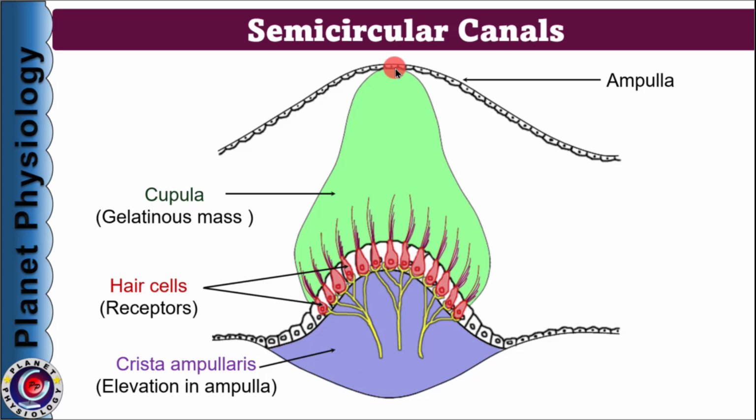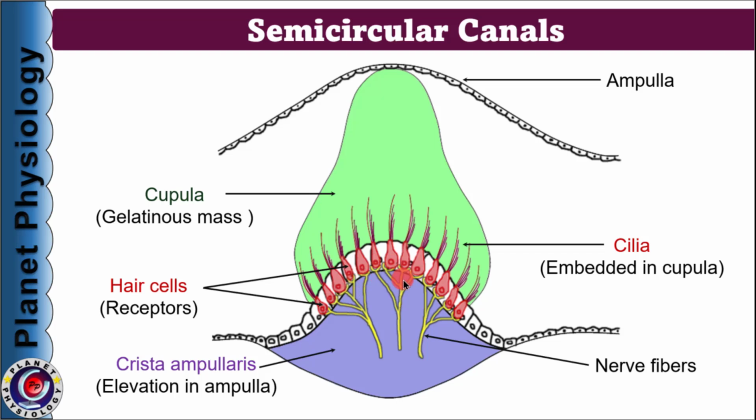In doing so, cupula divides the ampulla into two compartments. The cilia of hair cells are embedded in this cupula. Vestibular nerve fibers form synaptic connections with the bases and the sides of the hair cells. Even at rest, vestibular nerve fires about 100 impulses per second.